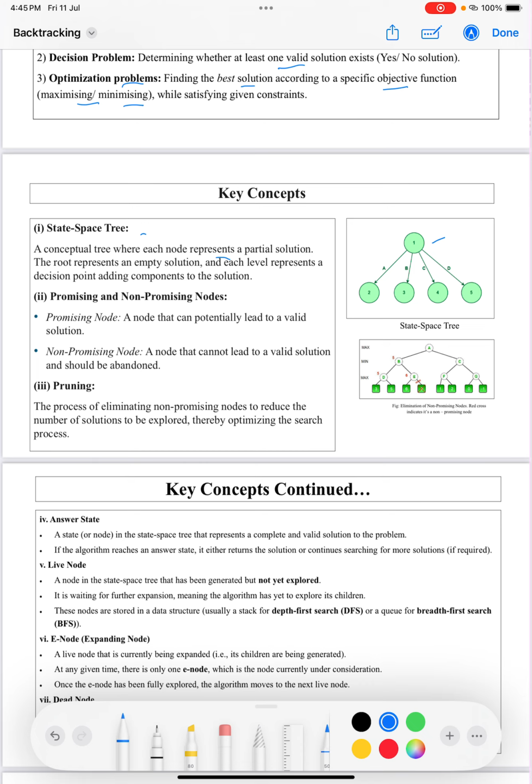Here there are two kinds of nodes. One is promising node and the other one is non-promising node. A promising node is a node that can potentially lead to a valid solution, whereas a non-promising node is a node that cannot lead to a valid solution and it should be abandoned. Here, in this figure, we have made a cross mark, which is a non-promising node, and we have to eliminate the non-promising node. Then the third thing is pruning. The process of eliminating non-promising nodes to reduce the number of solutions to be explored, thereby optimizing the search process. This process is called pruning.